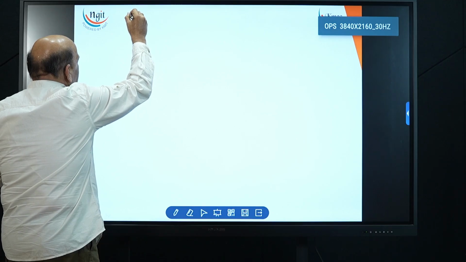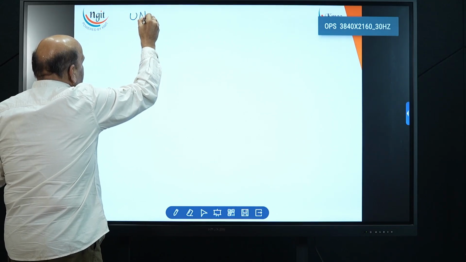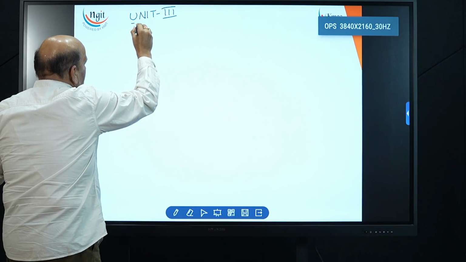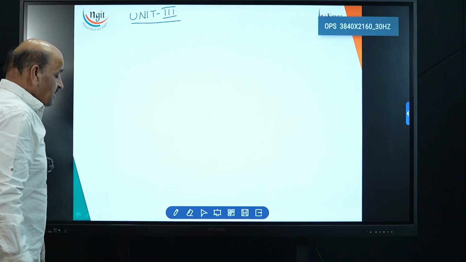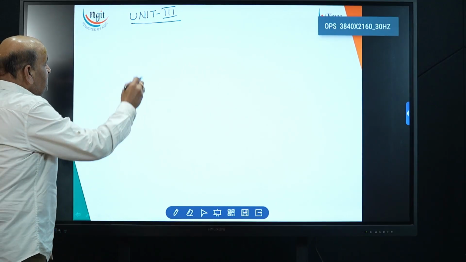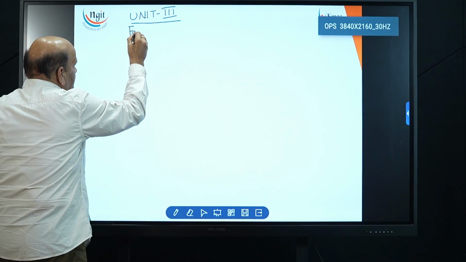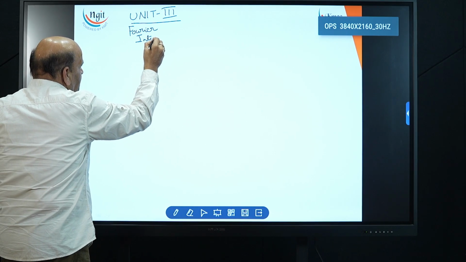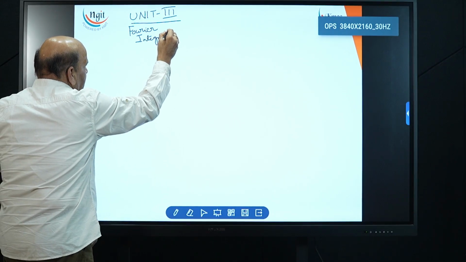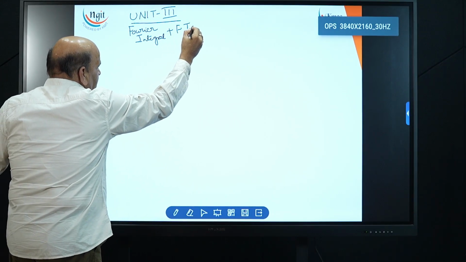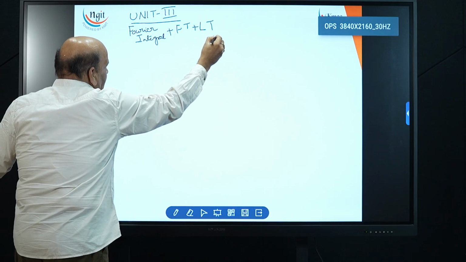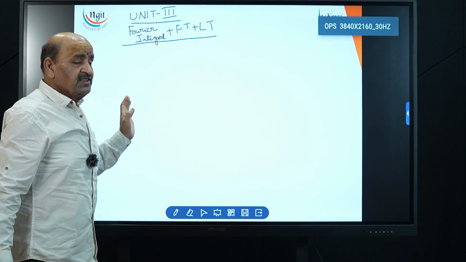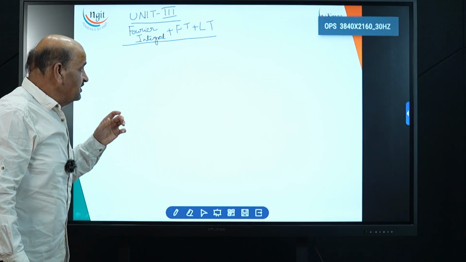Now, we are going to start with unit 3. This unit 3 contains Fourier integral plus Fourier transformations plus Laplace transformations. So now, before starting the 3rd unit, the student has to remember all these things.